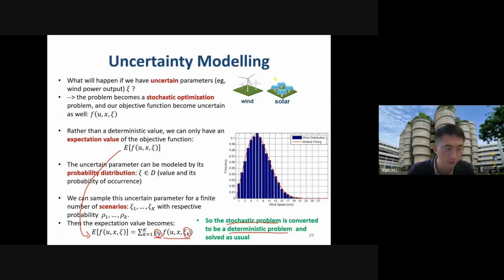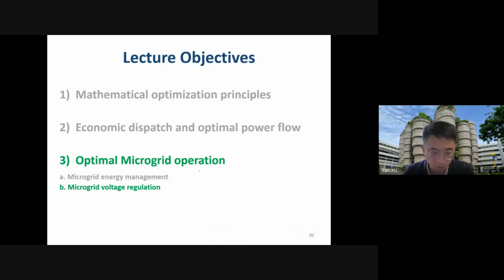So it can be solved as usual. So that's how we can model the uncertain parameters into the optimization problem using this probability distribution-based or scenario-based modeling. Okay, so that is how we can address the uncertainty in the microgrid operation.